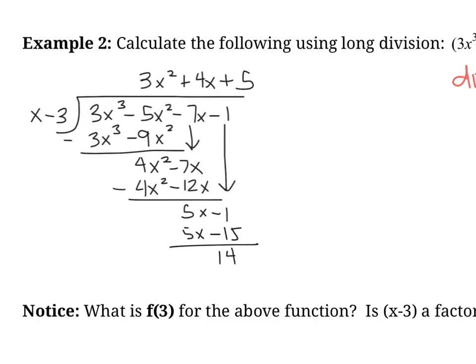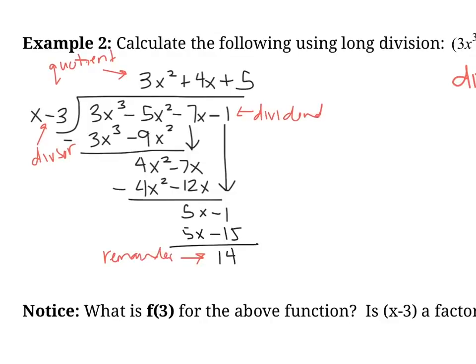positive 14. So if we were to label all of these things, here is our dividend. We know that this guy here, that's our divisor. Up here, that's going to be our quotient. In this case, we do have a remainder. So this is our remainder here, a remainder of 14.